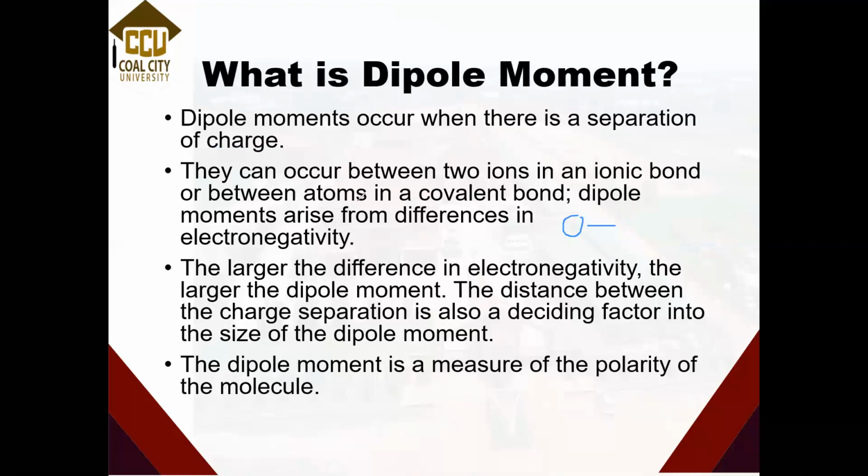The third point here is that the larger the difference in electronegativity, the larger the dipole moment. So the larger the difference in the electronegativity, the more the dipole moment. This automatically tells us something: since ionic bond is formed between metals and non-metals, and we know that metals are found on the far left of the periodic table and non-metals are found on the far right.